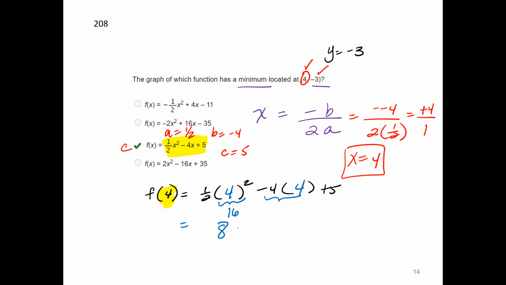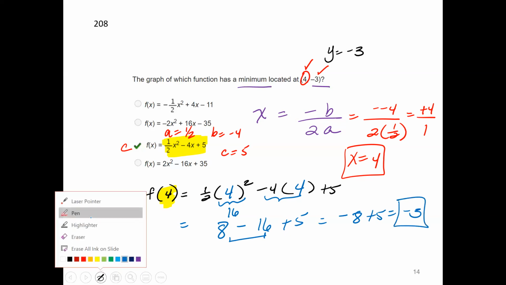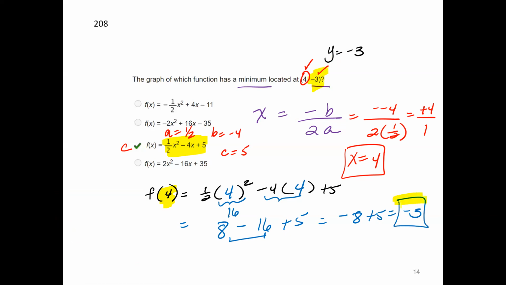And then -4 times 4 is 16 plus 5. Well, 8 minus 16 is -8. Plus 5 is -3. And ta-da! Is that -3 the same thing as the y that you just found? Yes, it is. And that is why your answer here is C as in cat.